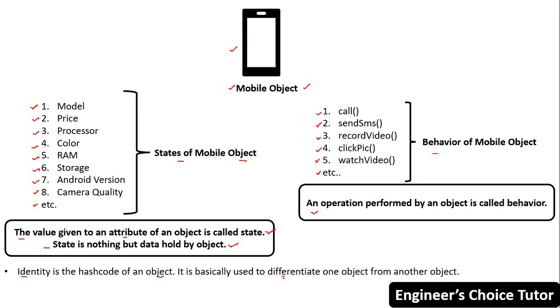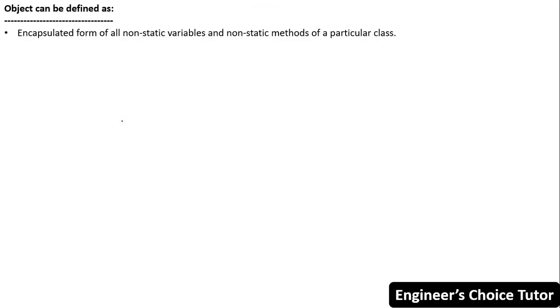As we know, a construction engineer takes the reference of a blueprint of a home and then constructs the home. Similarly, the JVM looks at the class, which is basically a blueprint of an object, right? And then the JVM will create an object of that class. It takes the reference of the class to create an object. Remember this point. So you can define an object as the encapsulated form of non-static variables and non-static methods of a particular class.